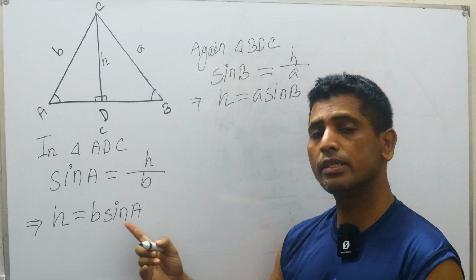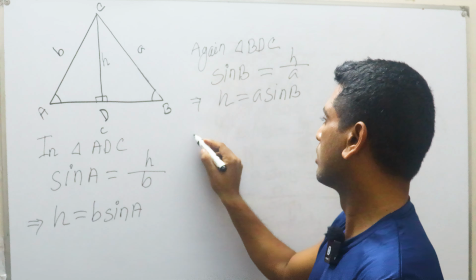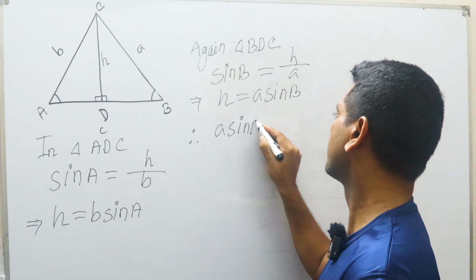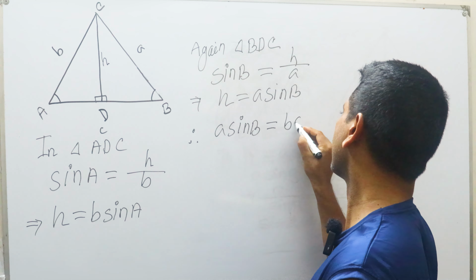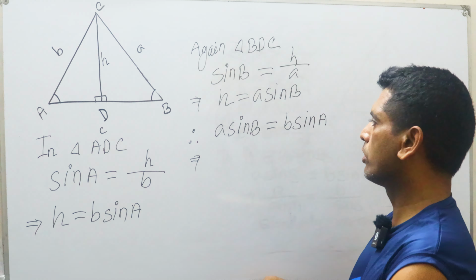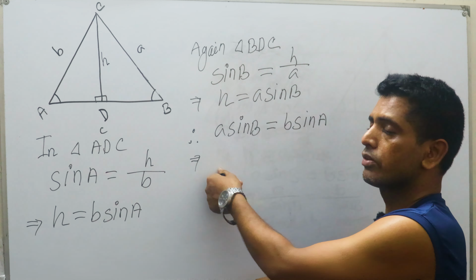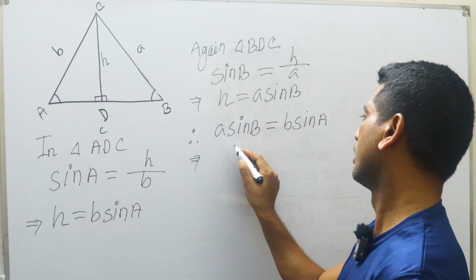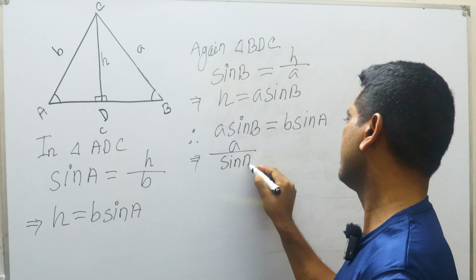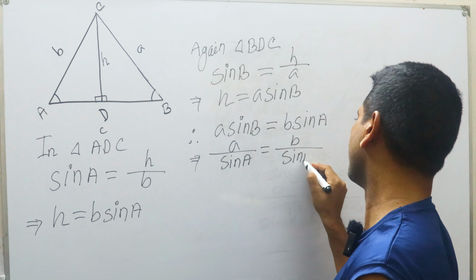So h is equal to b sin A and h is equal to a sin B. So we can write a sin B equals b sin A. Now move sin B to the right side and sin A to the left side, and it's going to be a by sin A equals b by sin B.